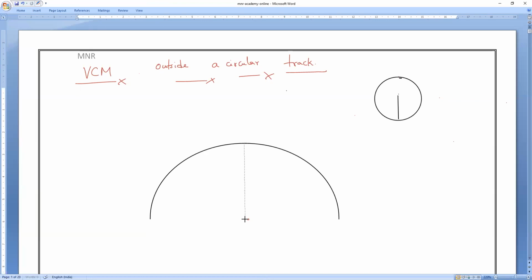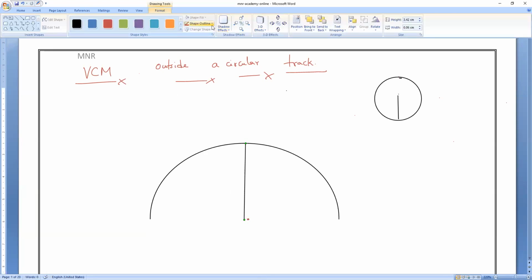Yes, from the center. Pradosh? Centripetal. Yeah, you can take it from the center. No, radius. What is that? Radius remains constant. So let me make it into dotted lines so that you will all understand.